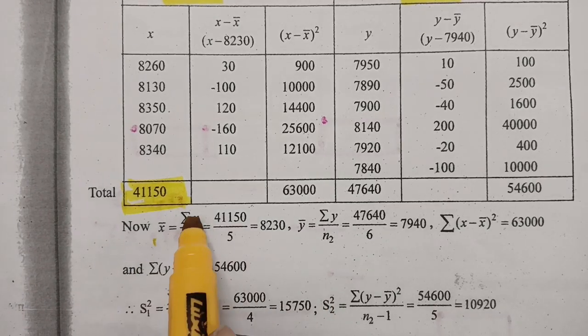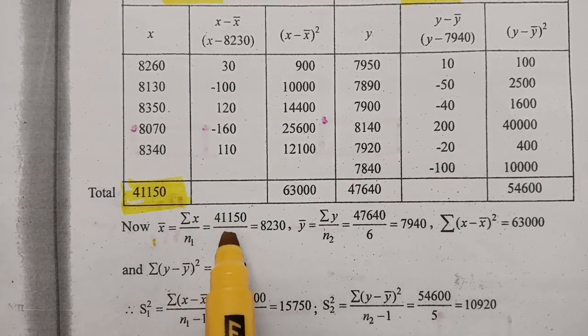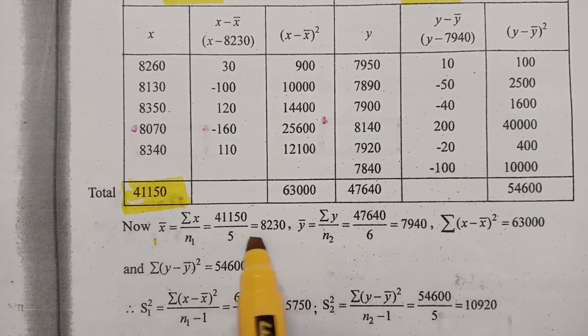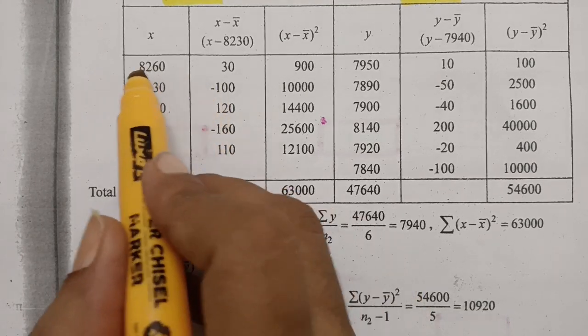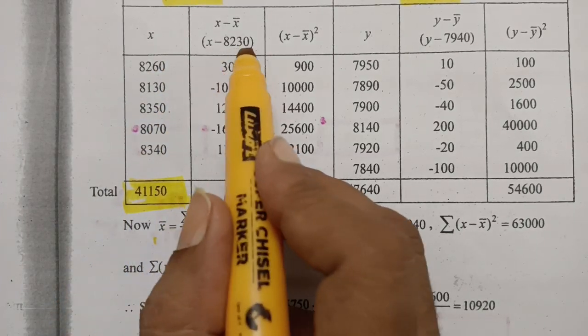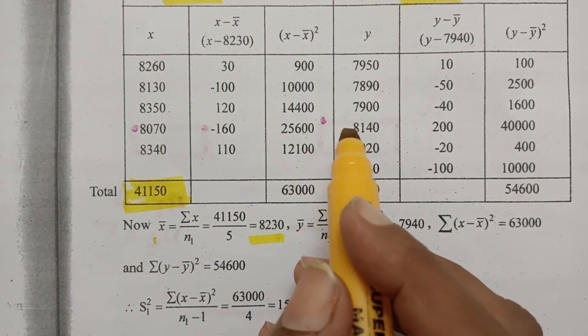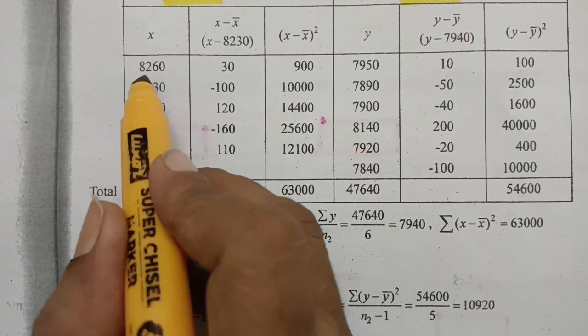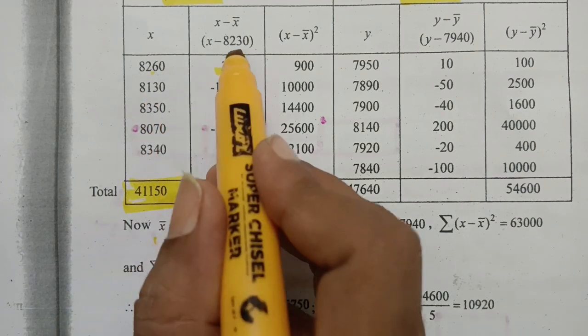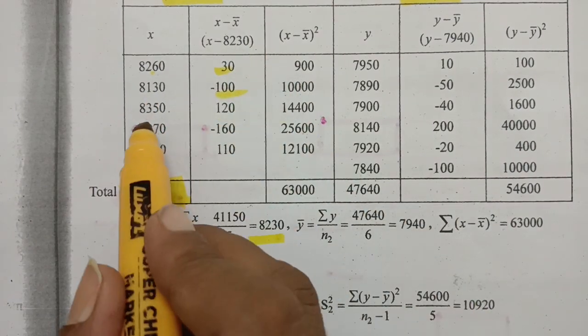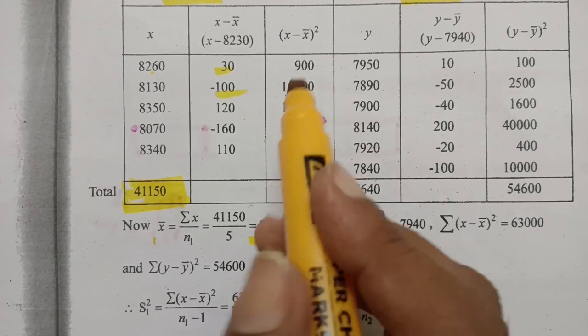And x bar is nothing but sigma x by n1, that is 41,150 by 5. This is 8,230. So from each and every value we have to subtract 8,230. The value here will be, if you subtract, 30. 8130 minus 8230 is minus 100. And 8350 minus 8230 is this one.